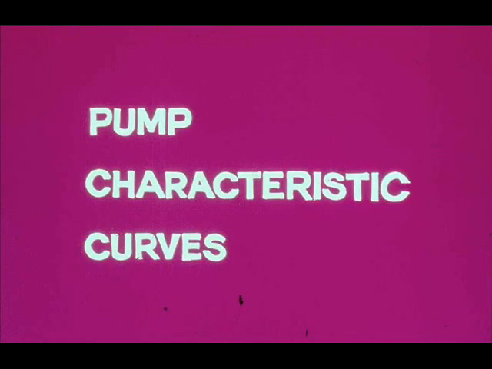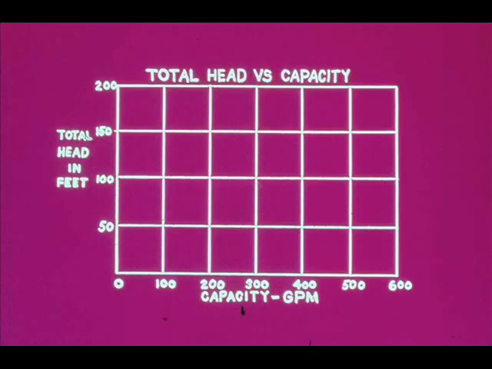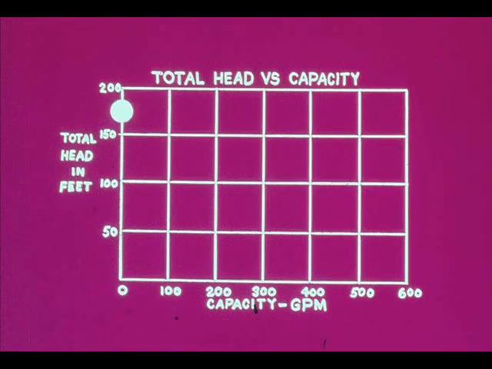Now we're going to review pump characteristic curves. These curves tell us how a particular pump will operate under various conditions. Let's make one again. First, let's develop the total head versus capacity curve. The vertical scale on this chart shows total head in feet. The horizontal scale shows the pump capacity in gallons per minute. The amount of total head a pump produces will be different for different capacities.